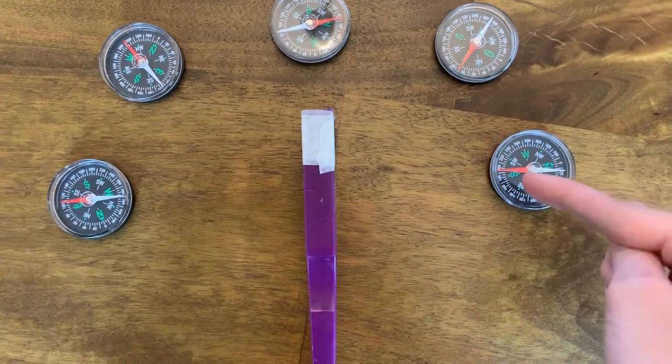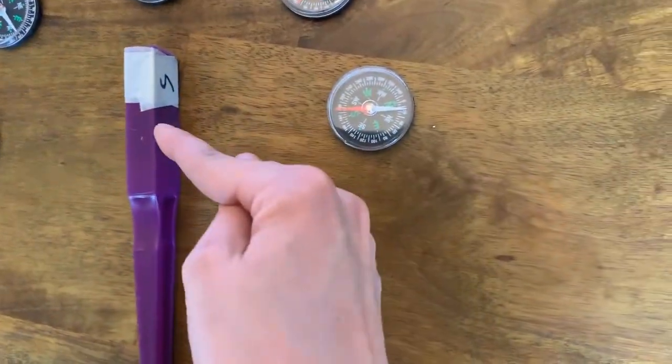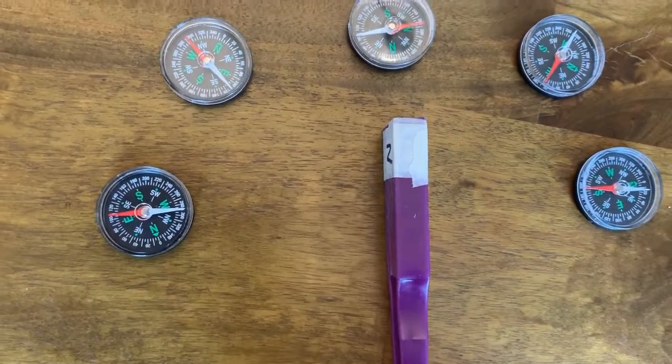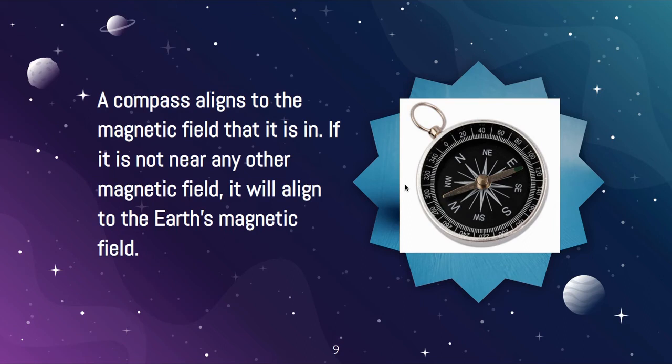Again, I have my north being attracted to the south pole here and my south needle being attracted to the north there. So, yet again, a compass aligns to the magnetic field that it is in. If it is not near any other magnetic field, it will align to Earth's magnetic field. So that's why you want to avoid bringing other magnets, and electronics have magnets in them. So if you have a compass that is near an electronic, it's going to pick up that magnetic field rather than Earth's magnetic field.